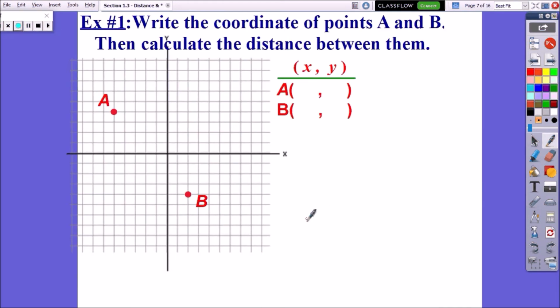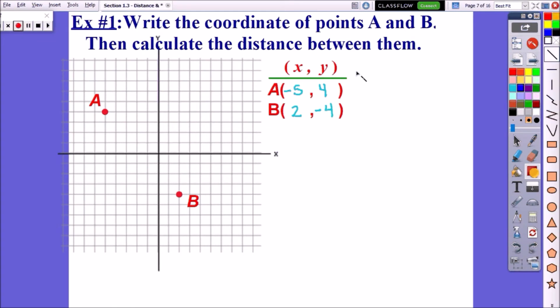All right, now we get to what's our official first example here. Write the coordinates of points A and B and then calculate the distance between them. All right, so let's see. A is at where? -1, -2, -3, -4, -5, comma 1, 2, 3, 4. So -5, comma 4. And B is located at 1, 2, -1, -2, -3, -4. So 2, -4.